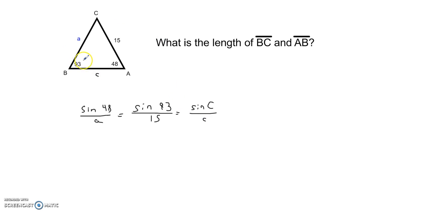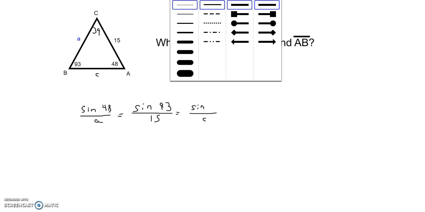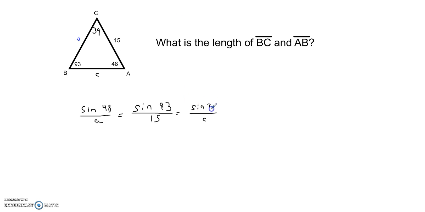Now you guys should be able to recognize that we can find angle C rather quickly, from knowing that these three angles have to add up to 180 degrees. So 180 minus 93 minus 48 equals 39. So now we have written our law of sines. And we want to know the lengths of BC, which we now have as a, and AB, which we now have as c. So to solve for a and c respectively, we're going to look at just two of our fractions at once.